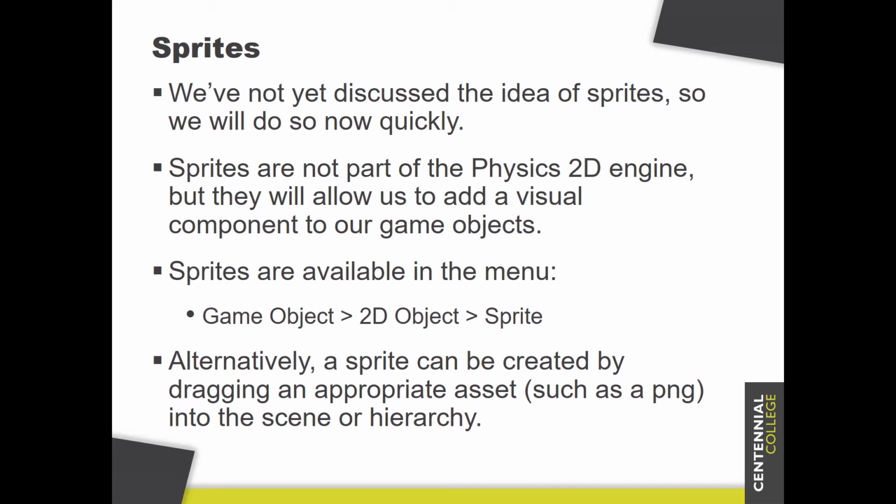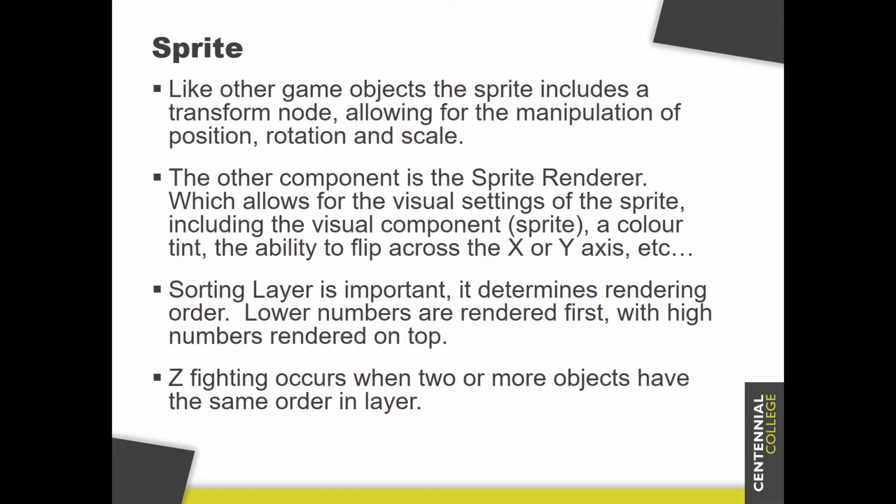Sprites themselves add that visual component, and they're obviously used in almost every single game. So when we start talking about sprites, they're exactly the same as any other game object. They've got themselves a transform node, which again allows you to manipulate the position, the rotation, and the scale. It's also got something called a sprite renderer, and this is really the meat of what makes this a sprite. The sprite renderer allows you to edit visual settings of the sprite itself. It allows you to flip it back and forth as far as the X or Y axes are concerned.